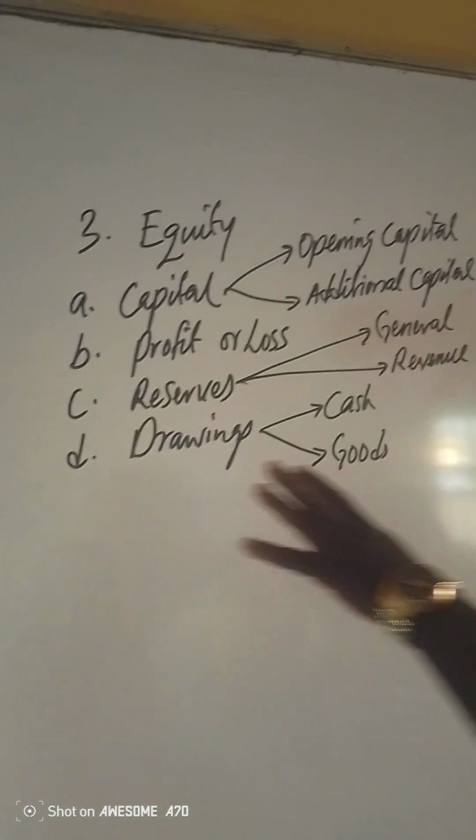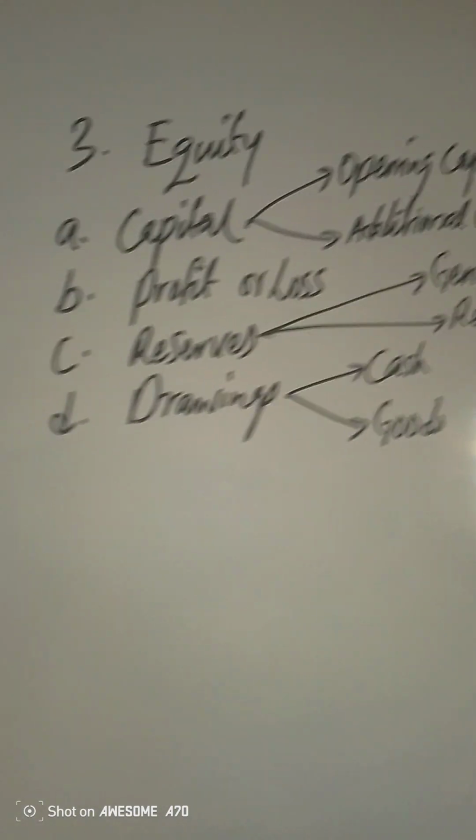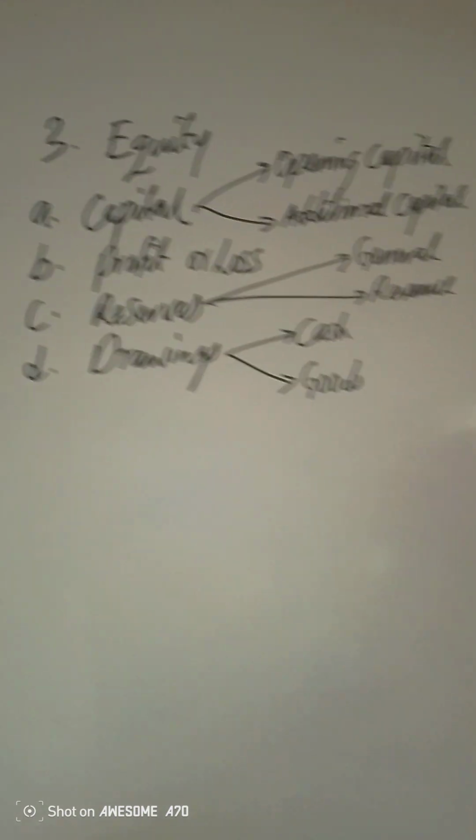Let's look at the last section, which is called equity. Equity is the owner's stake in the business. Equity is the owner's stake in the business, what belongs to the owner in the business.